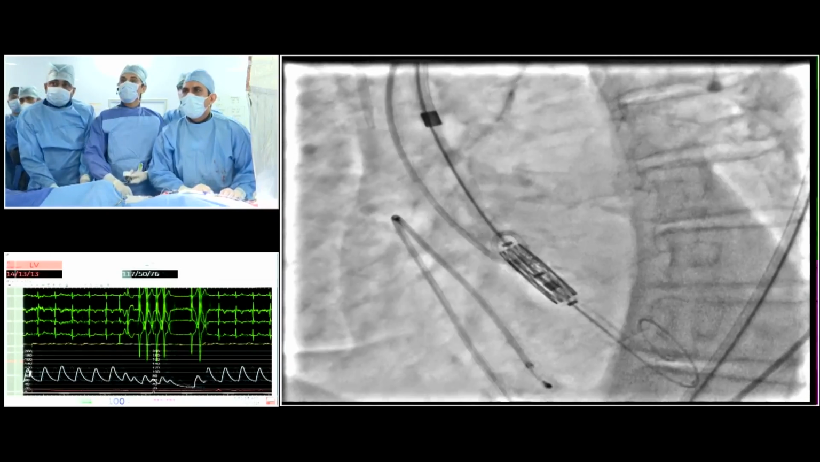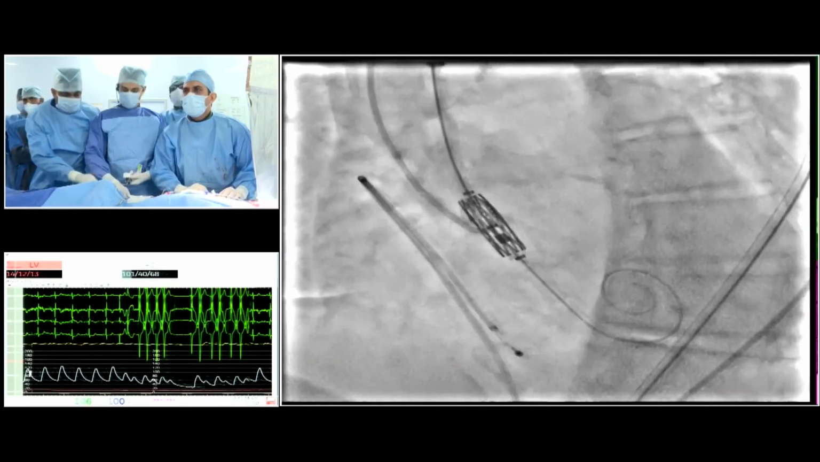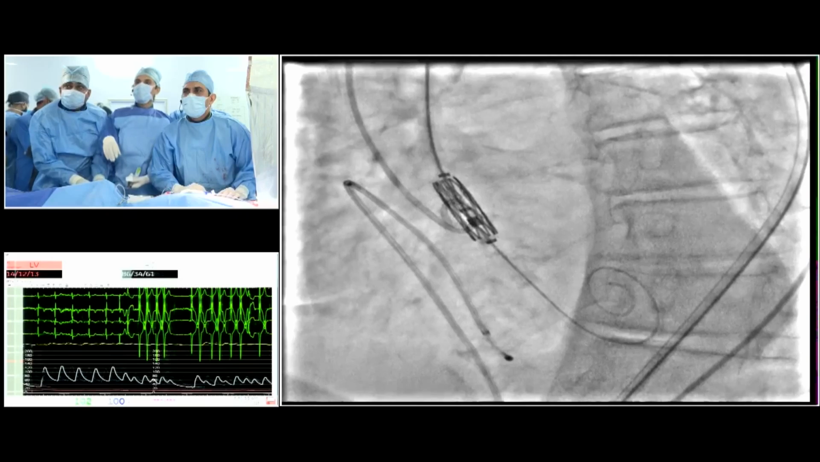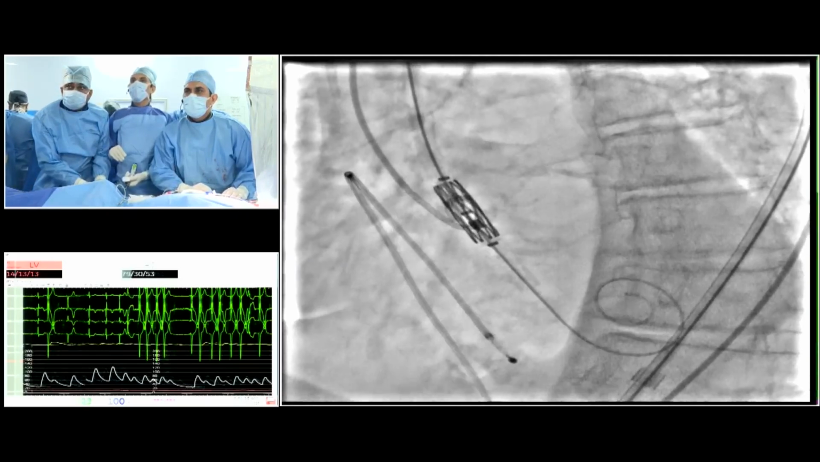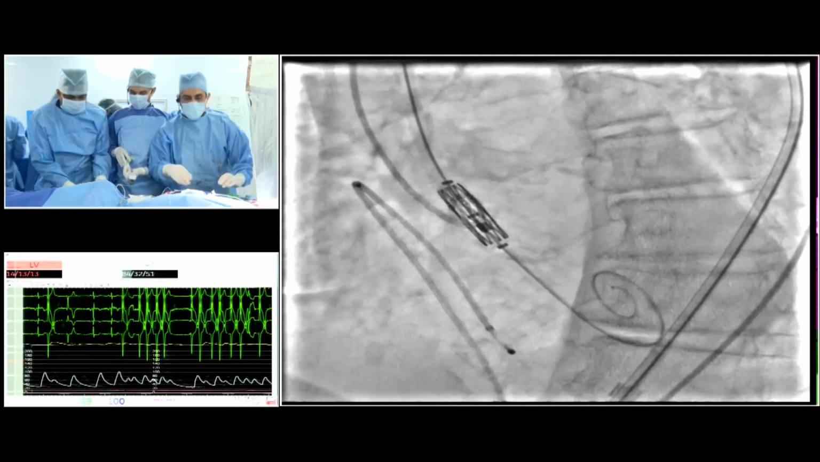Really tracks up nicely, doesn't it? So push your wire. Beautiful. Yeah, let's just keep it there. Okay, that's good. You see it.